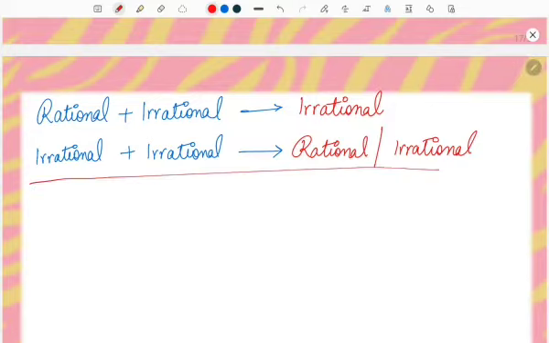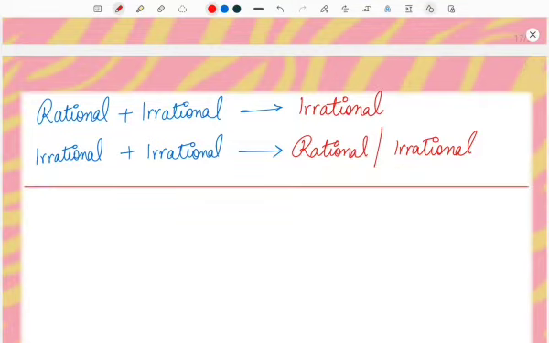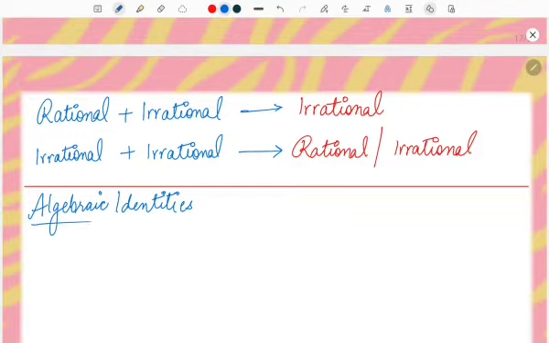Next, the next thing that we are going to discuss is algebraic identities. What are we going to discuss next? Algebraic identities. You have studied these identities in 7th and 8th class. Let's revisit those. Let's revisit them once.